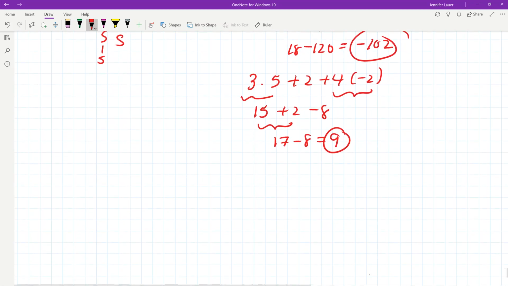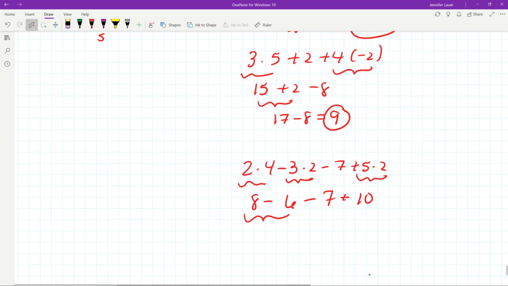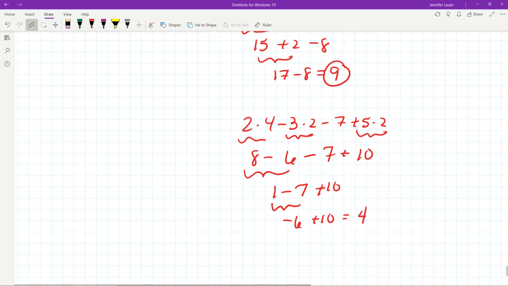Okay, and then let's do this one. 2 times 4 minus 3 times 2 minus 7 plus 5 times 2. So 8 minus 6 minus 7 plus 10. And then we're just going to go from left to right. 8 minus 6 is 2. 2 minus 7 is negative 5. And negative 5 plus 10 is 5.